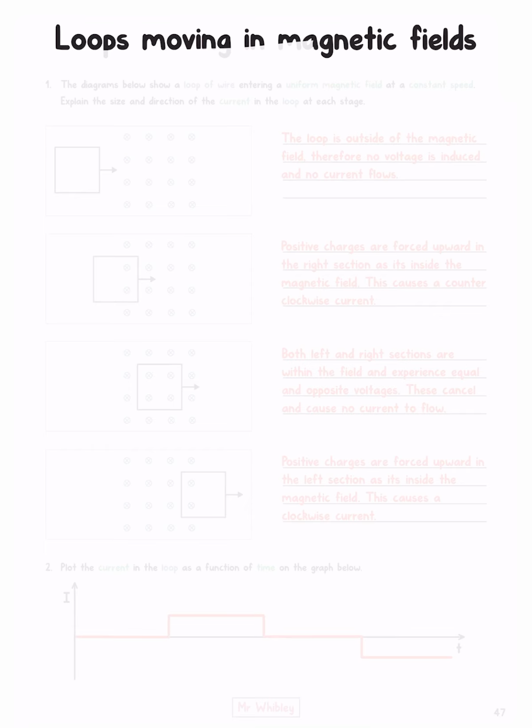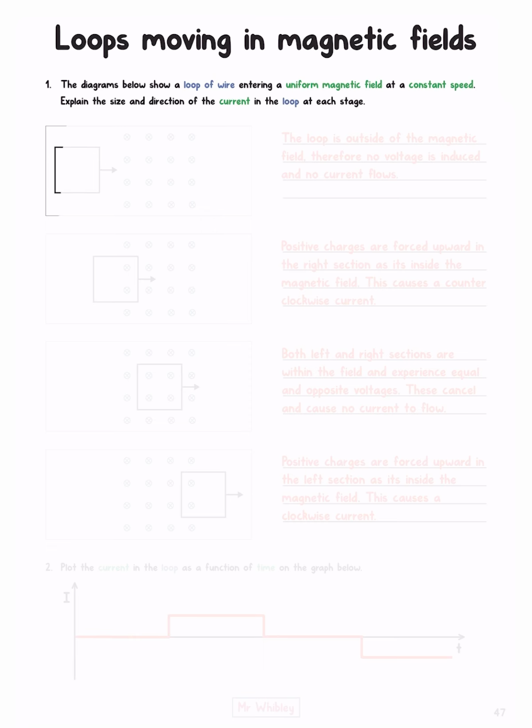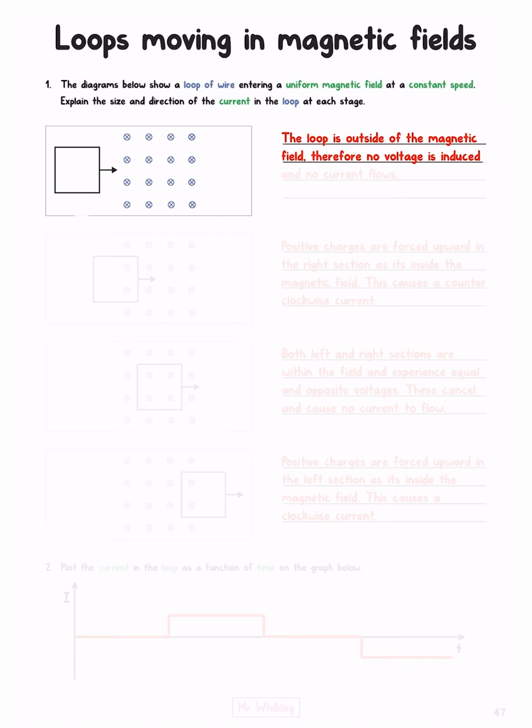Loops moving in magnetic fields. Question 1. The diagrams below show a loop of wire entering a uniform magnetic field at a constant speed. Explain the size and direction of the current in the loop at each stage. In our first stage, we have our loop of wire completely outside our magnetic field. And so the loop is outside the magnetic field, therefore no voltage is induced and no current flows.